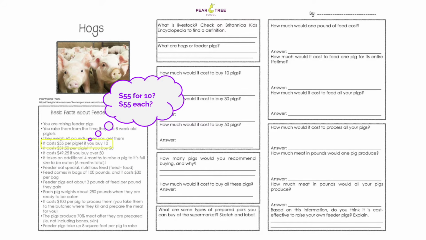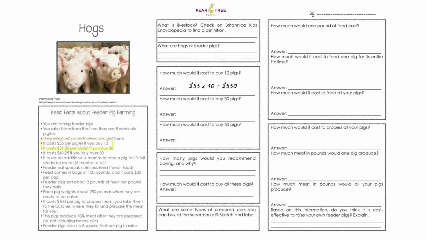So here, is it 55 for 10 or is it 55 each? And obviously it's each. So what they're actually calculating is 55 times 10, which is an easy number. But if you don't read the information properly, not just the question, but the information you're provided, then you're going to get this wrong. The next question, and again, here's a potential problem.